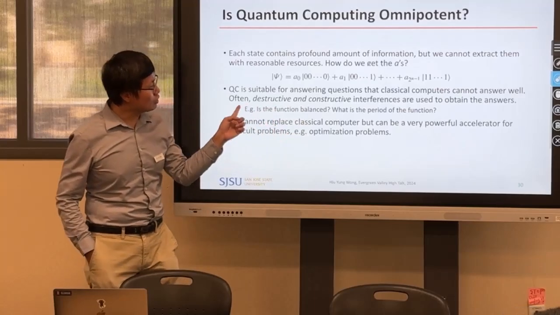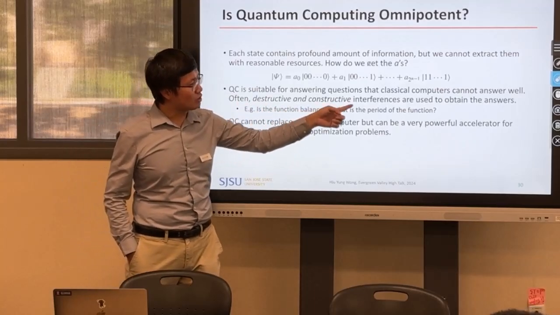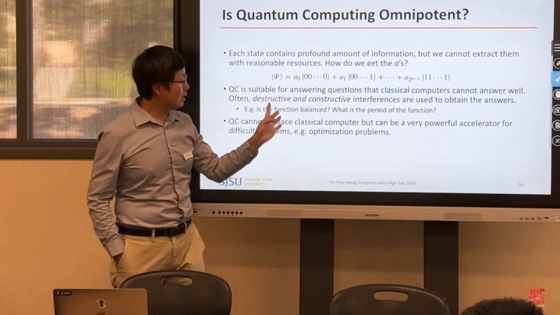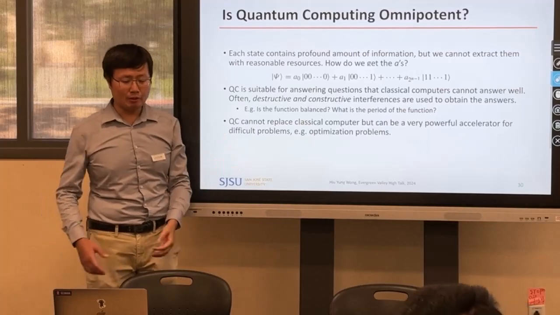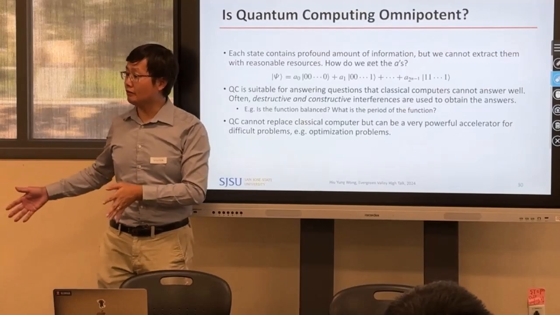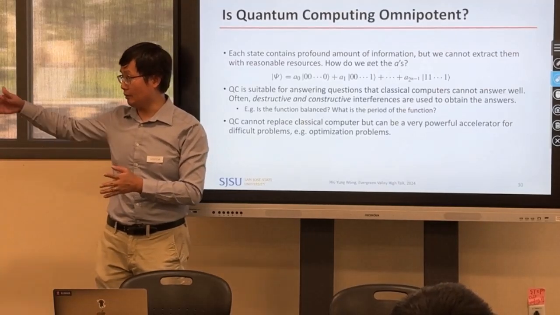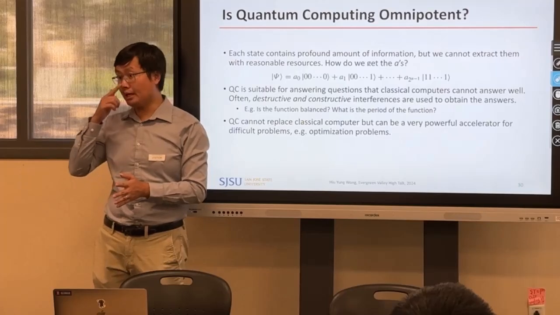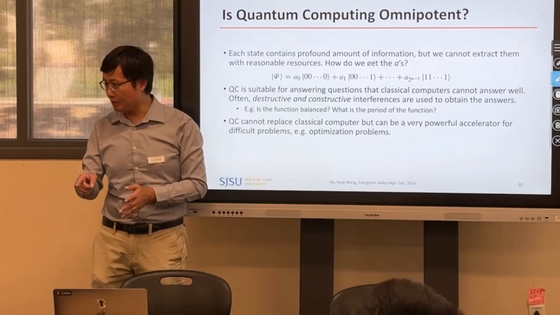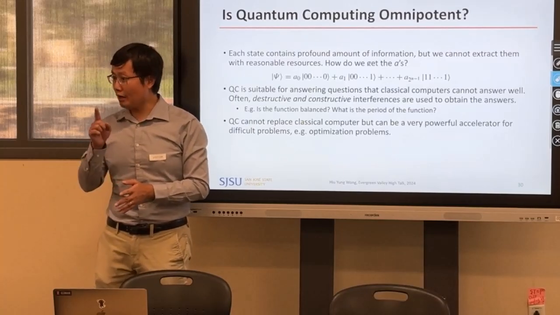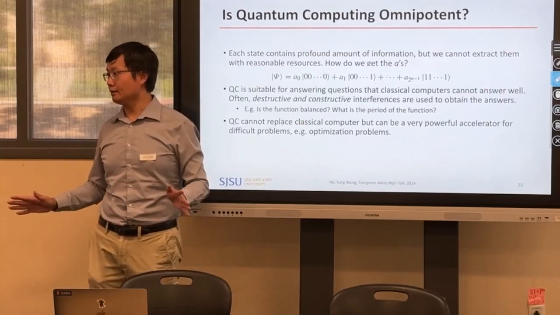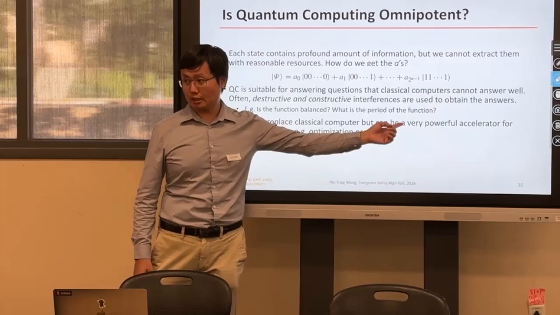So that's why people use constructive or destructive interference. Instead of knowing every number, they try to come up with some questions. For example, let's talk about the period of a function. You know about the period of a function, right? So how long it will take to repeat itself. This is very important because all your encryption with the bank is based on finding the period of a certain number. If you can find the period very fast, you can crack all the passwords immediately. That is a part of the so-called Shor's algorithm.